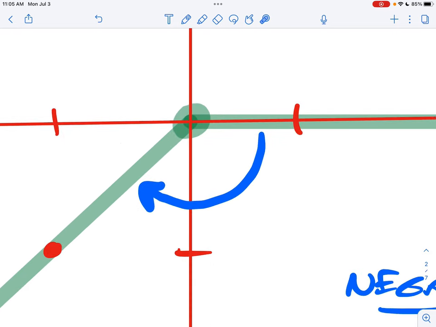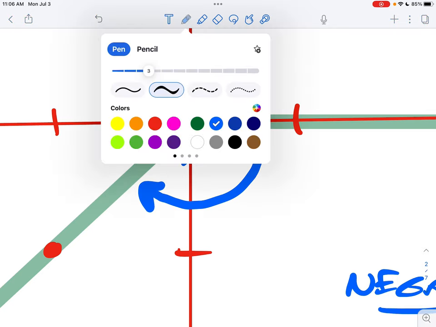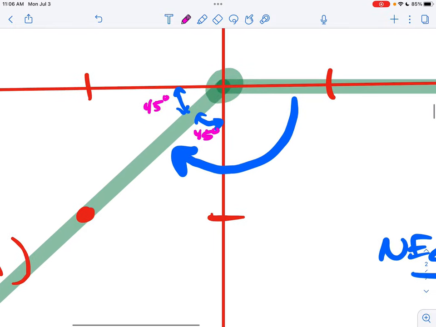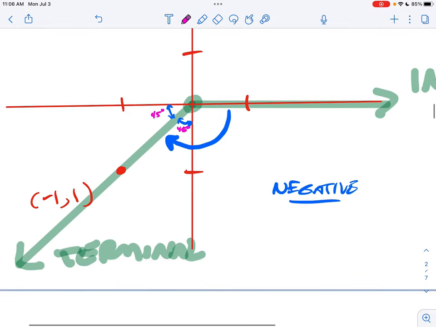So just this angle here would be a 45-degree angle. As a pure angular measure, this is 45 degrees here, this is 45 degrees here. Well, how much rotation is that from one side of the angle to the other?